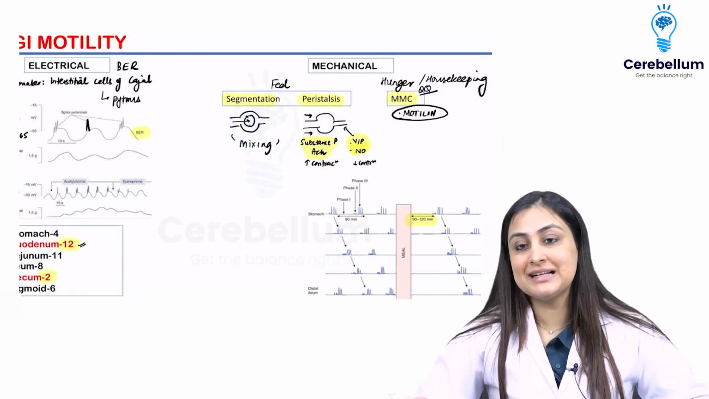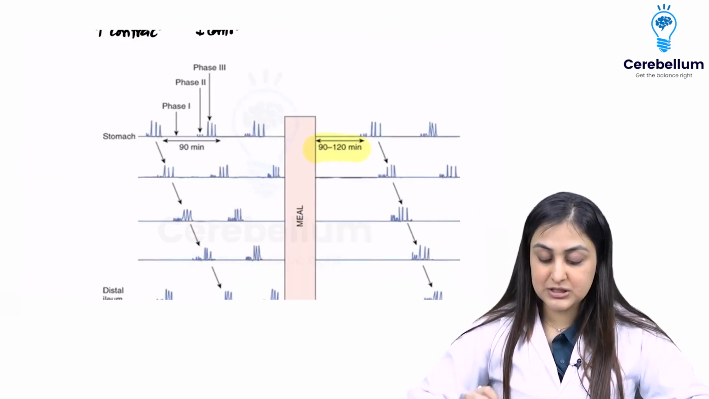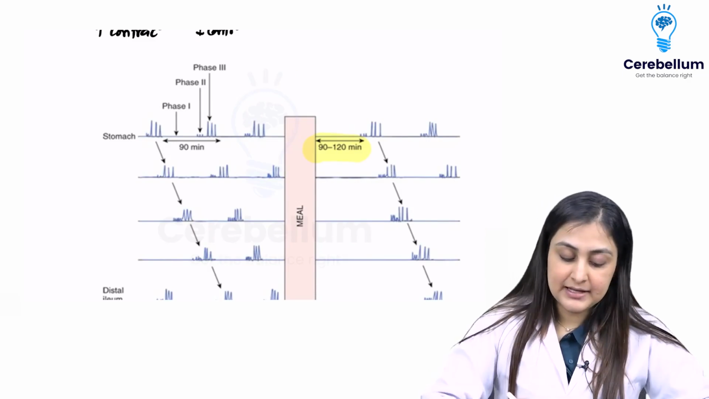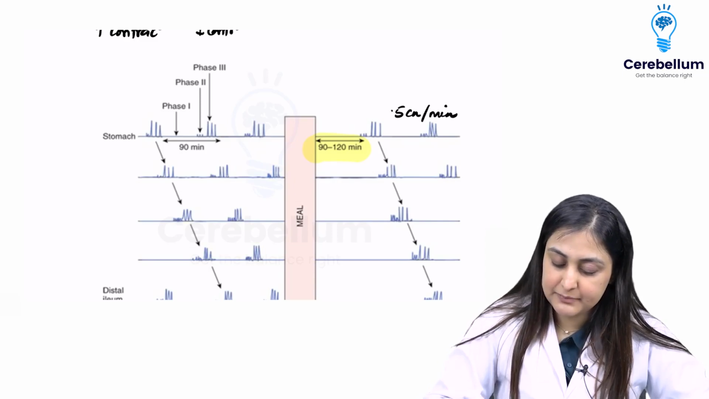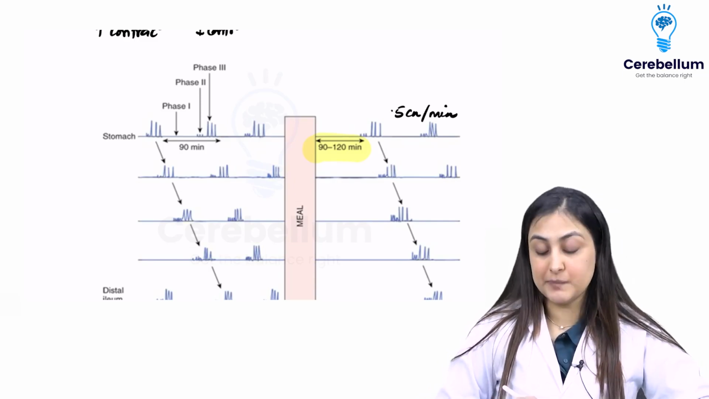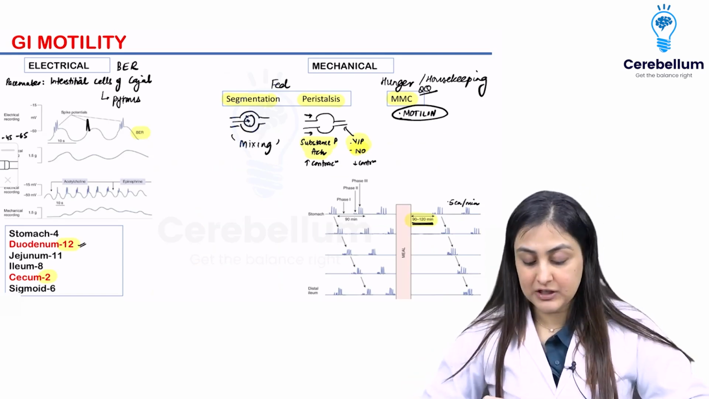All right, they're basically cleaning your intestine of any residual food, and you can see how from the stomach to the distal ileum they are progressing. The approximate rate you can remember is 5 centimeters per minute. They progress at a rate of 5 centimeters per minute. Overall, it starts around 90 to 120 minutes after having a meal.